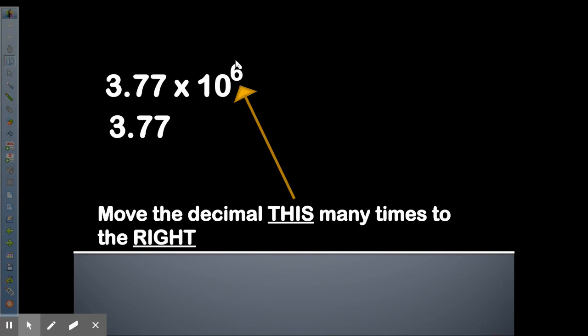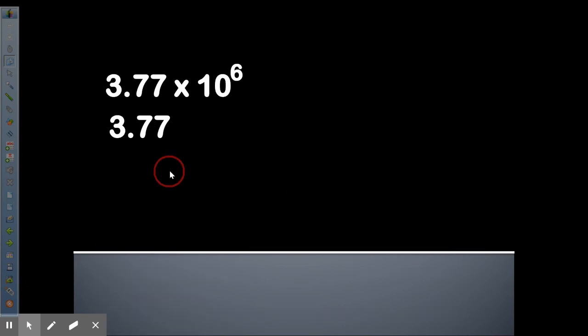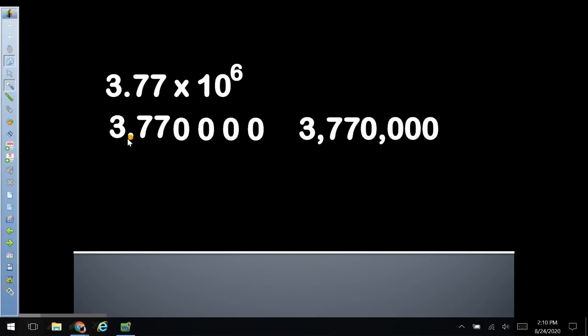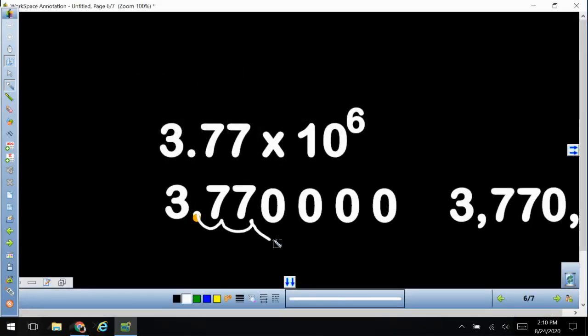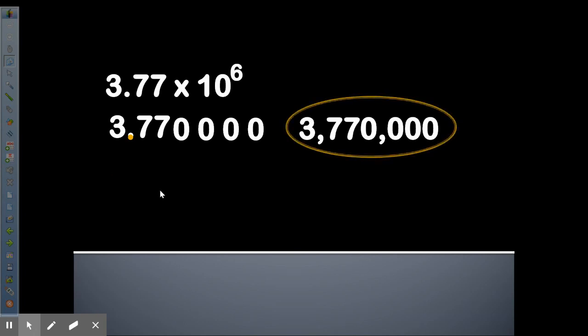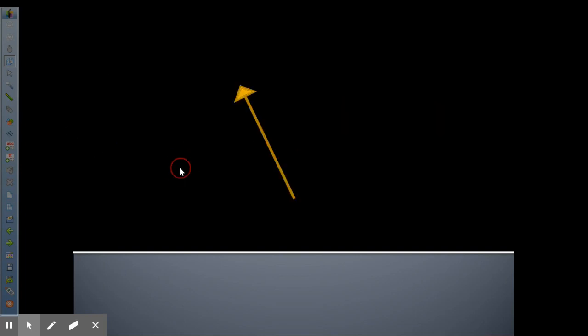What you can also tell is that because this 6 is positive, this number has to be a very big number. If it were negative, it would be very small. So after we move it 6 times, 1, 2, 3, 4, 5, and 6, we end up with the number 3,770,000. If this number were negative, we would have moved the decimal to the left. But because it was positive, we moved it to the right.